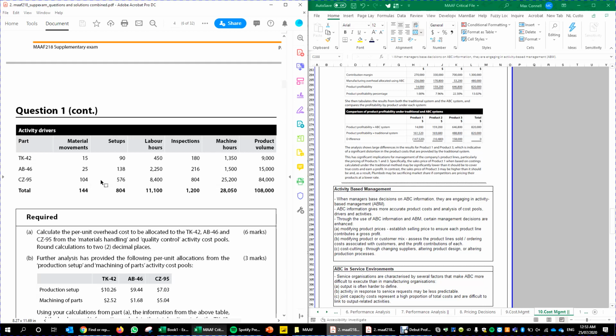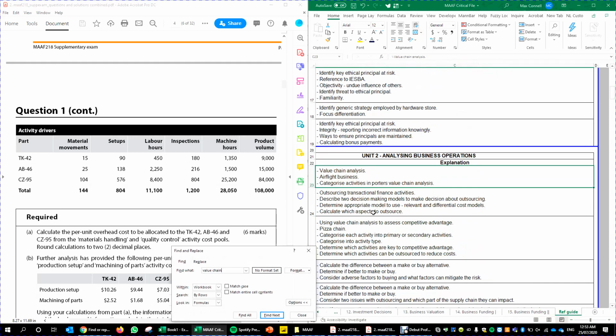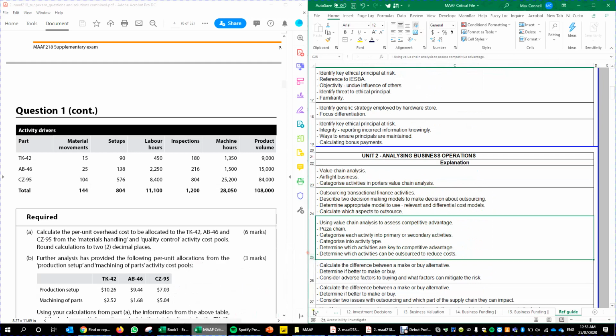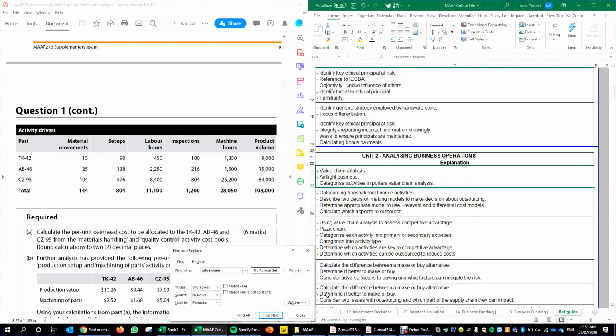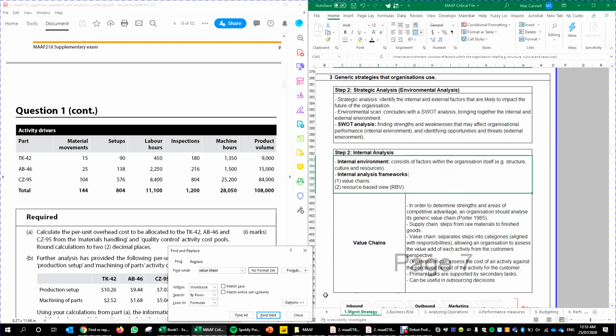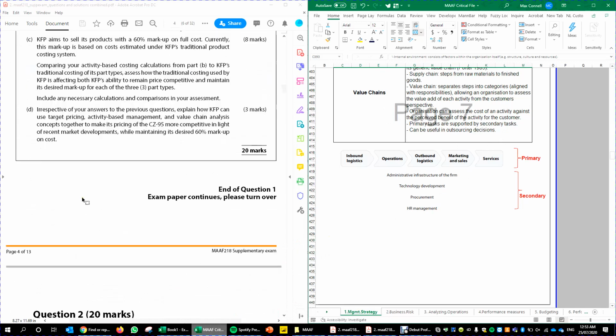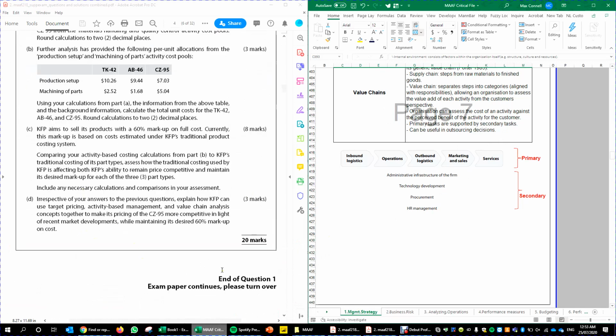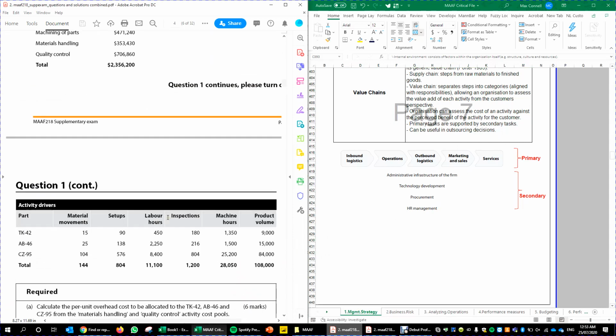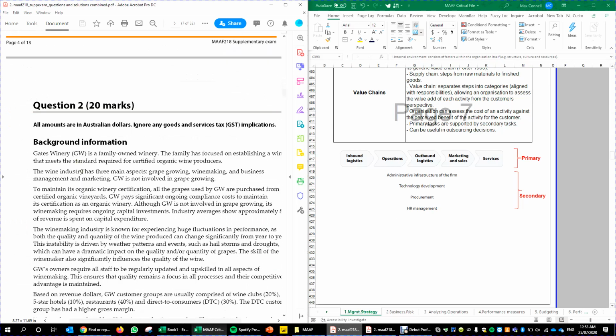So value chain analysis. Value chain analysis is basically looking at all the processes, we'll go to unit 2, within the supply chain and looking for inefficiencies. So here's an example here. So it's going through each element of the business and identifying areas where there's non-value adding activities, and this can help reduce costs and so forth in the business. So that's how you answer part D to get a full 3 marks and a full 20 out of 20 for question 1 in the MAAF218 supplementary exam question.